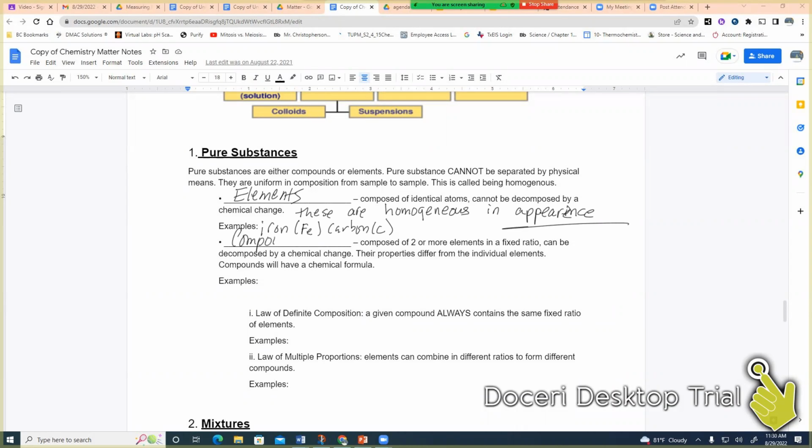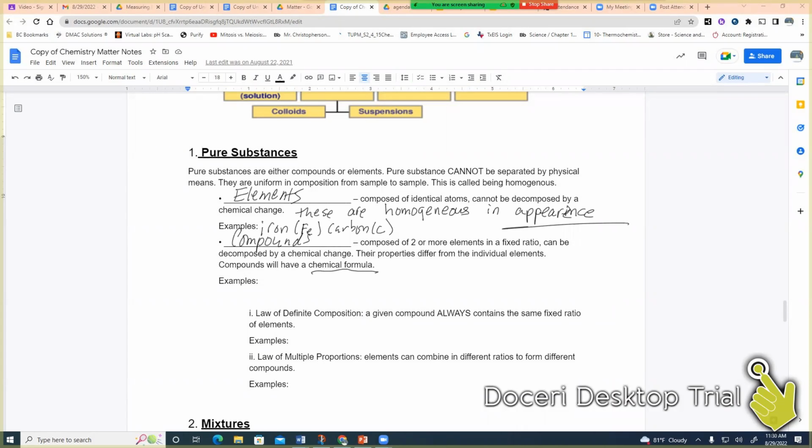Compounds are going to be our other one. They're composed of two or more elements in a fixed ratio, like a recipe. They can be decomposed by chemical changes. That's what we do our chemical reactions with. And their properties differ from the individual elements. And like I said, it's going to have a chemical formula. So whenever you get to some of your practice, you'll see some of them have chemical formulas. And also on the quiz or the test, I try to give you the chemical formula if it's something that you may not be aware of.